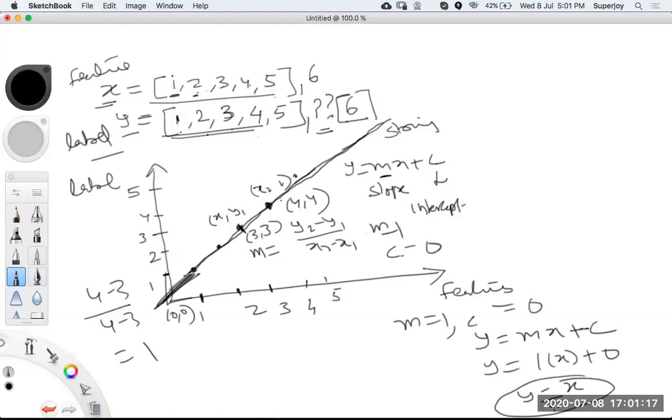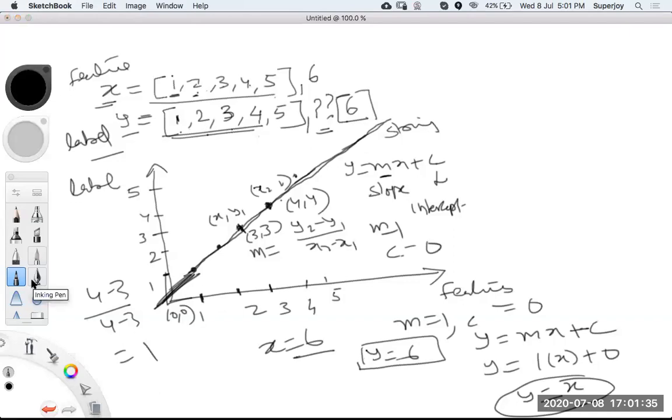Guys, we have found our mapping function, that Y is always equal to X. That means output is always equal to the input. So if I say X is equal to 6 this time, what prediction will it get? Y is equal to 6 would be there. So guys, are you okay so far?